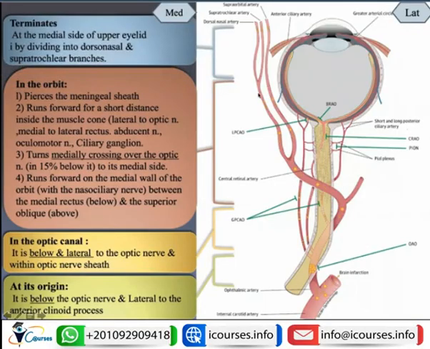Then it will reach its final destination, so it will reach its final terminal branches. These terminal branches are present at the medial side of the upper eyelid. So at the medial side of the upper eyelid, it will divide into the dorsal nasal artery and the supratrochlear artery. So the dorsal nasal artery and the supratrochlear are connected to the ophthalmic artery at the eyelid.